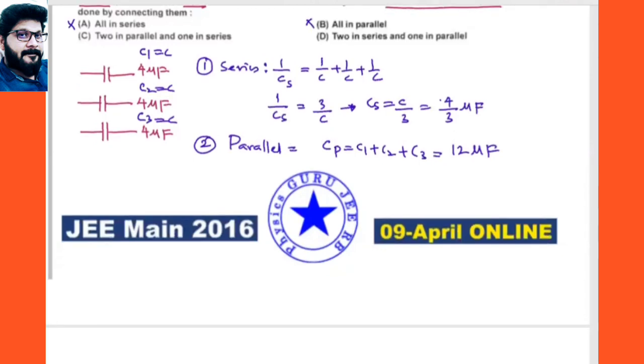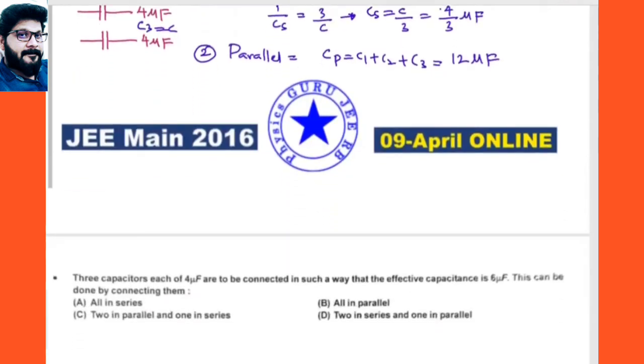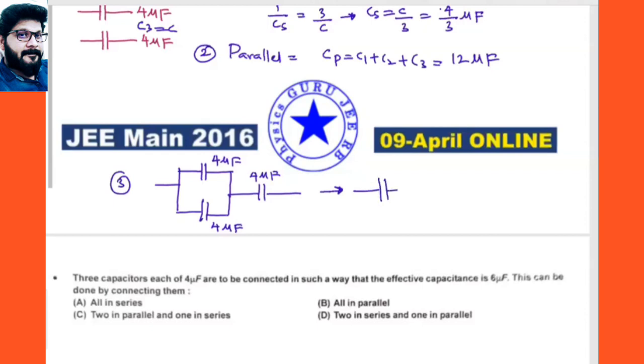Now let us go with the third case, 2 in parallel and 1 in series. Here it is 4 microfarads, 4 microfarads and 4 microfarads, right? 2 are in parallel, 4 and 4 are in parallel. So when they are in parallel, the circuit can be modified. These two, the 4 and 4 combination, will give 8 microfarads, and 4 microfarads. So again, I'm getting these two in series with each other.